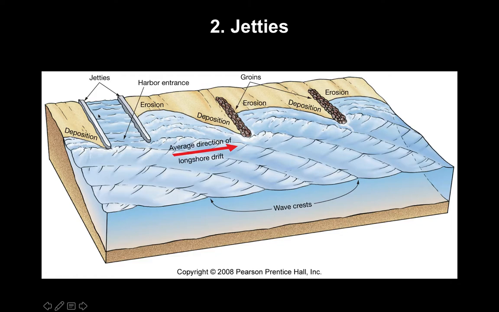Another one is called jetties, where you'll see that these are usually made for boat access in the coastal areas. Again, these are hard constructions, but again they lead to deposition on one side and erosion on the other side based on the longshore transport of the waves.